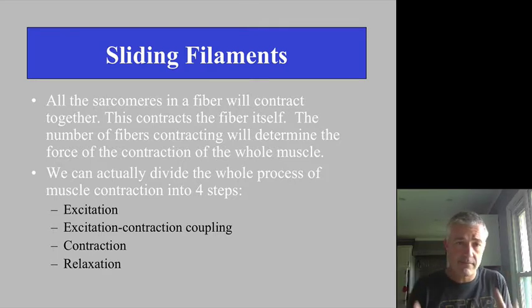For this to work, all the sarcomeres in a particular muscle cell contract together, which overall shortens that fiber, and if enough fibers do this, it will shorten the muscle. This is a process that involves a number of steps. We're going to talk about excitation, how we stimulate the muscle, and how we connect that stimulation to the contraction mechanism, which is excitation-contraction coupling. Then we get into contraction. After we talk about all that, we can talk about how the muscle goes back to a relaxed state.